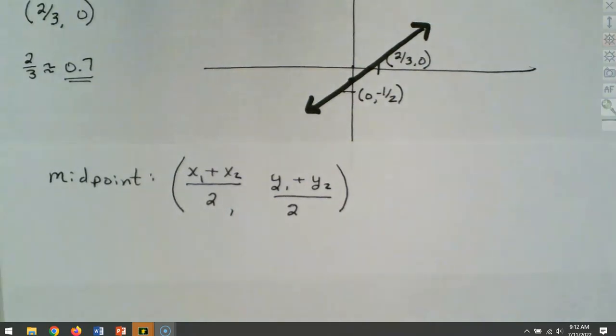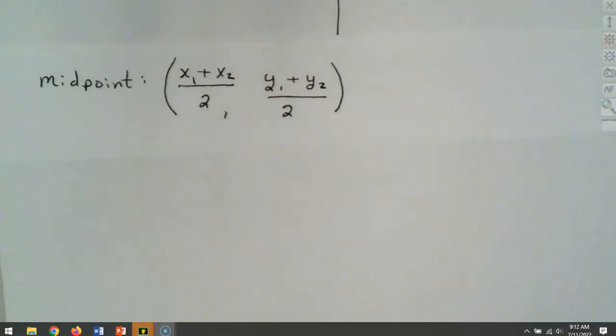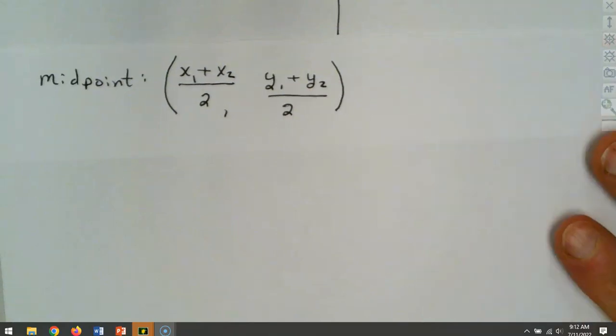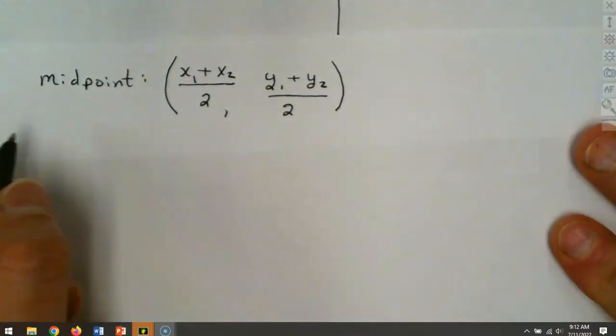Okay, so I'm going to give you two ordered pairs, and we're going to find the midpoint. So I'm going to give you points P and Q, and I want you to find the midpoint.